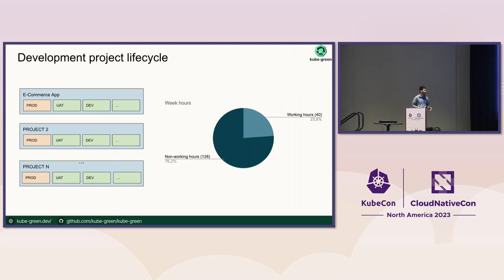Okay, we have our application, and we should develop it and create new features. To do this, we have one production environment and a lot of non-production environments: testing, development, UAT, QA, and so on. These non-production environments are used during working days, so for more than 75% of the time in a week they are unused. What does it mean?